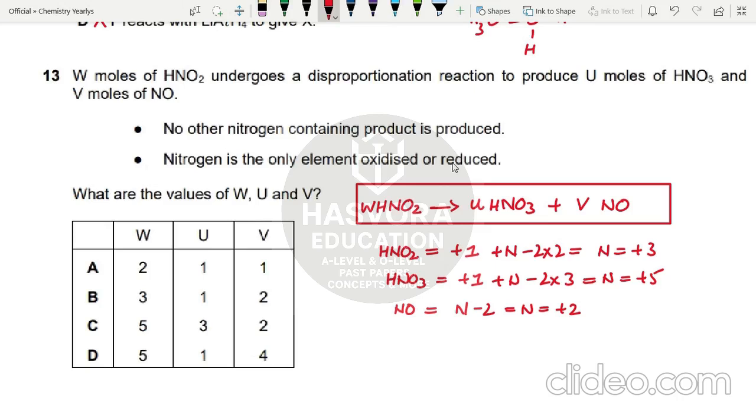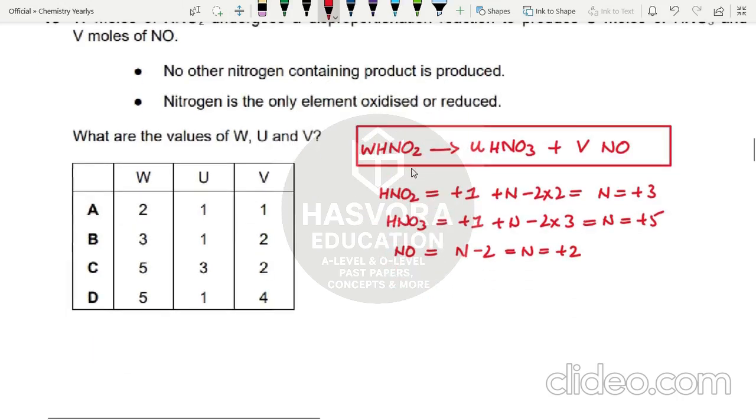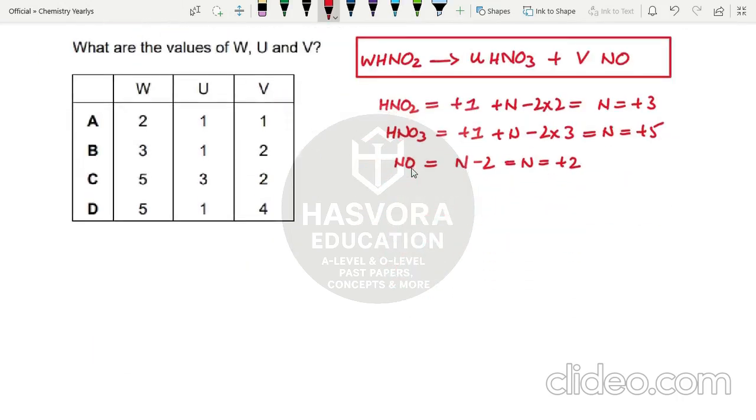Now we have to make the equation for just the electron movement. So what we can do is that the nitrogen with the +3 state is going to nitrogen with the +5 state. So if it is going from +3 to +5, it means it has lost 2 electrons. So you can also do it like this, but I will recommend that you just keep it positive and move it to the other side.